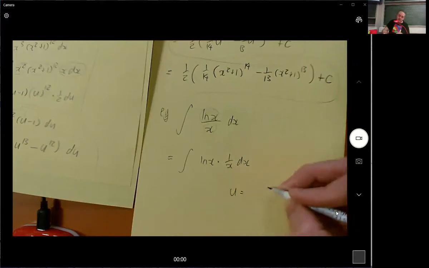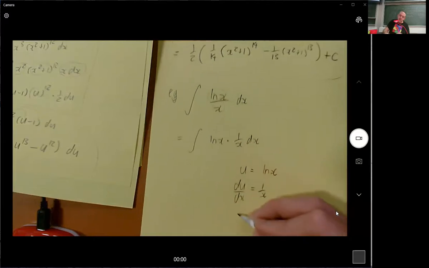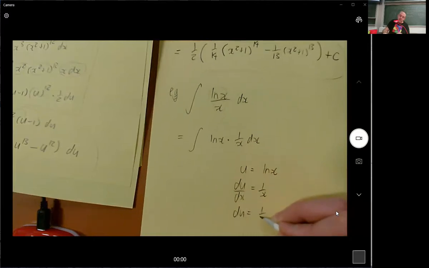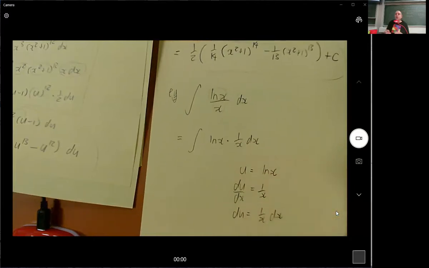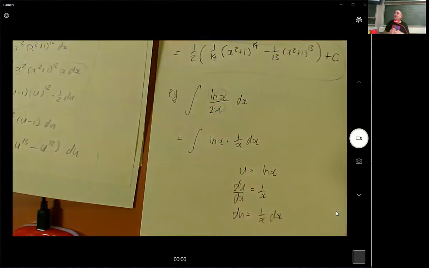So u equals ln x. So du on dx is 1 over x. And so du is 1 over x dx. And it's already there. I don't even have to adjust the numbers. It's just nice. So just want to be clear, if this had been, let me change it so it's harder, right? That had been an ln x over 2x.